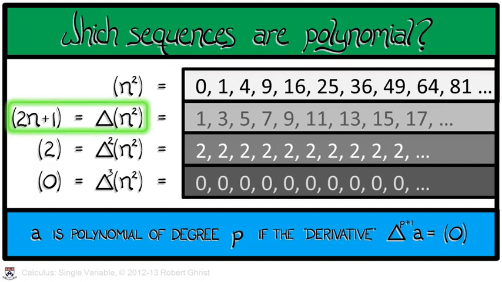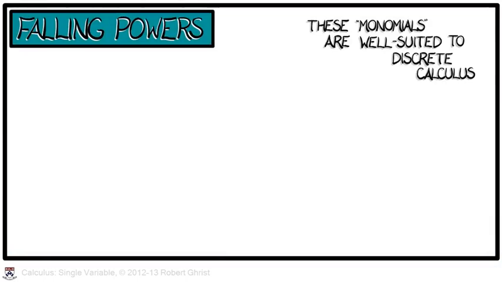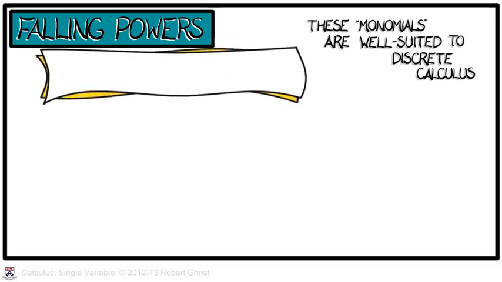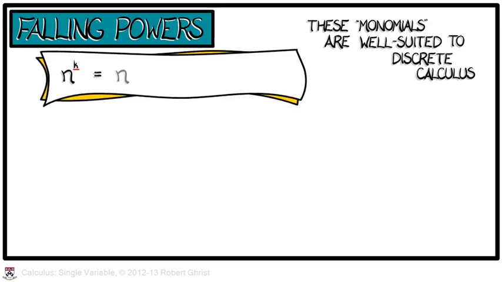Now notice that there's something that's not quite according to what you would expect here. That is, the difference of n squared is not 2n, but rather 2n plus 1. Now that seems anomalous, but we can explain that with a bit more notation. In particular, that of the falling powers. These are discrete calculus versions of monomials. We say that n to the falling k is n times n minus 1 times n minus 2, all the way down to n minus k plus 1. That works for k bigger than 0.